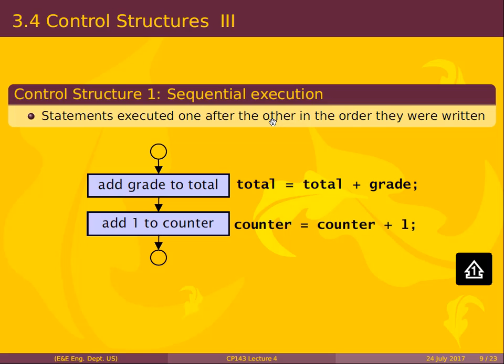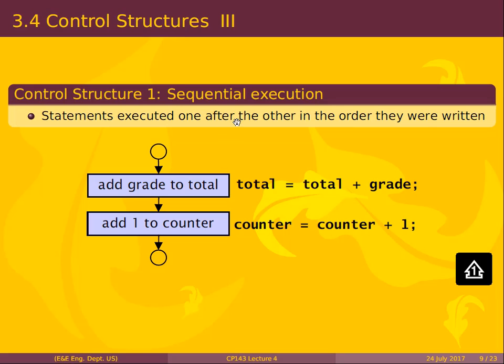And the way that it works in C is that everything runs sequentially from one point to another. Statements are executed one after the other in the order that they are written. Here's an example where we've got to add a grade to a total and update a counter.